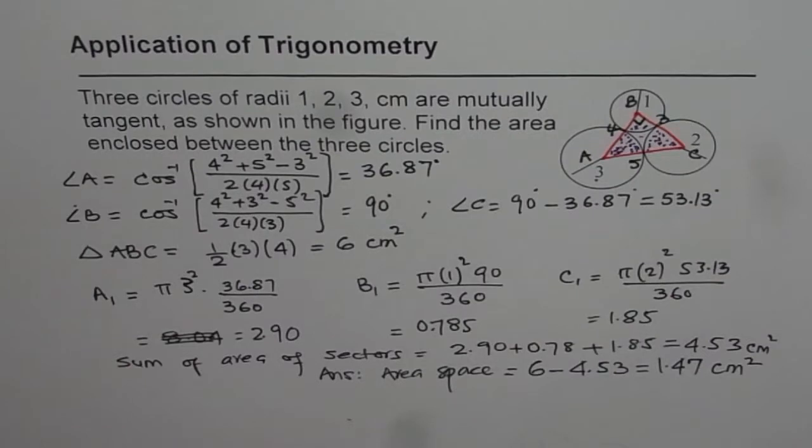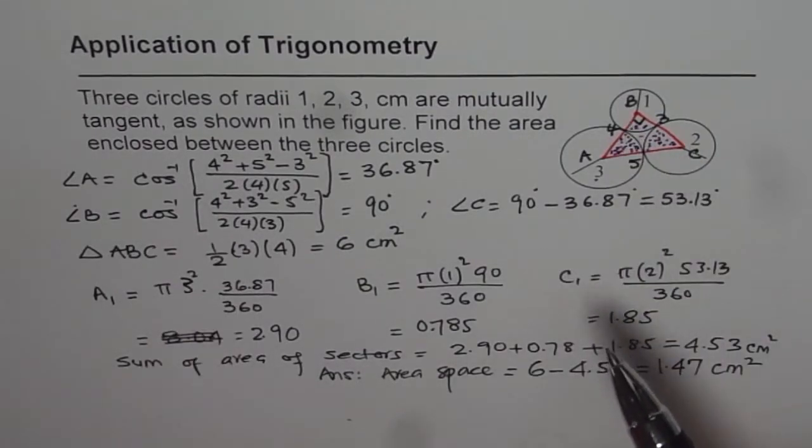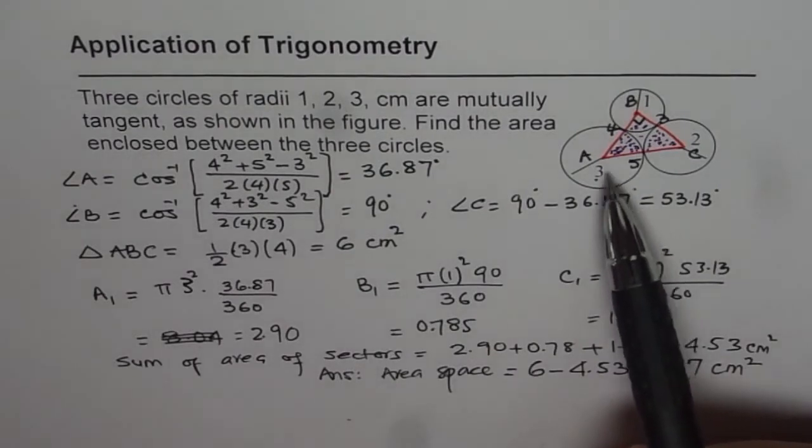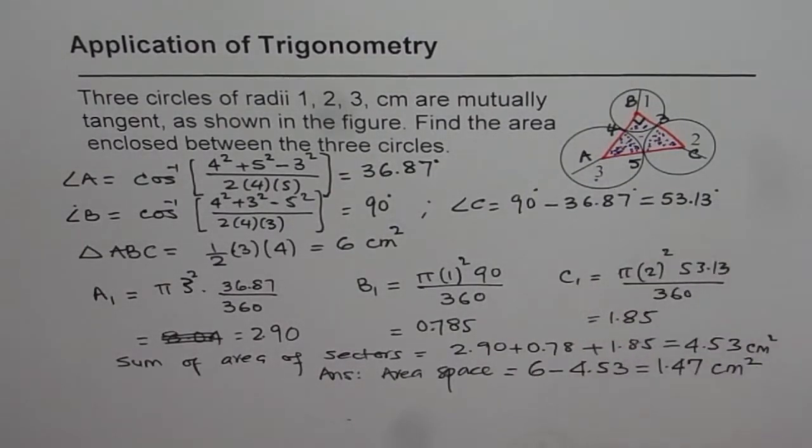So in this particular example, we are using a lot of concepts. One, we are using cosine law to find the angles, right? We are using ratio of the angles to find the area of the sector. And then of course, the strategy: finding the area of the triangle first, taking away the area of combined sectors to find the enclosed space. I hope you appreciate the concept and you learn from this.